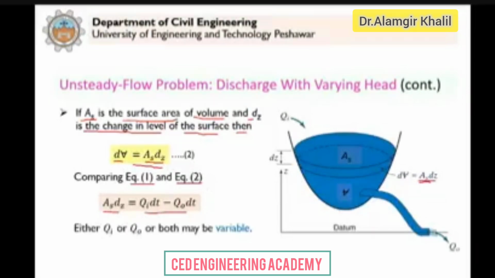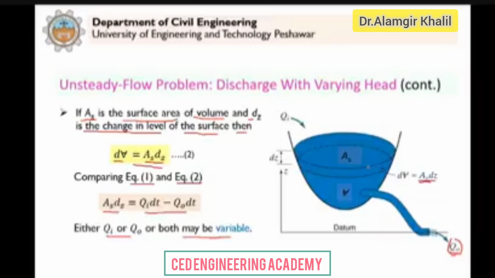Now for discussion, what we say is that either Qi or Q naught or both may be variable. In this case, since the water level can go up and down, commonly Q naught will change because the water level can increase or decrease. If you want to keep it constant, what do you have to do? If you want steady flow, so that Q naught does not change with respect to time, just keep the water level constant.